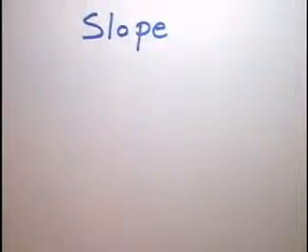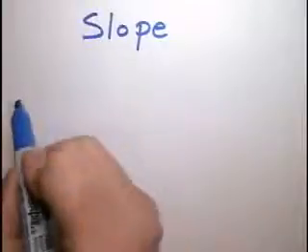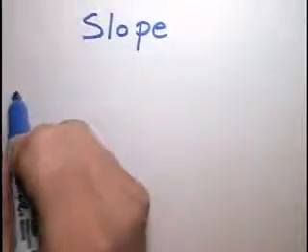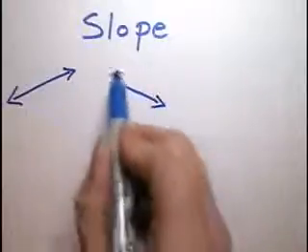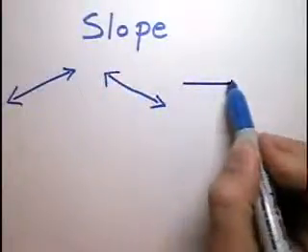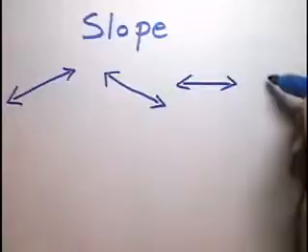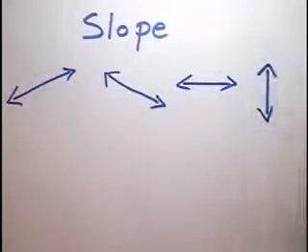Slope is the mathematical relationship between the line on the coordinate plane. The line is going to slant or tilt in different ways. Or you will end up with a horizontal line or a vertical line.